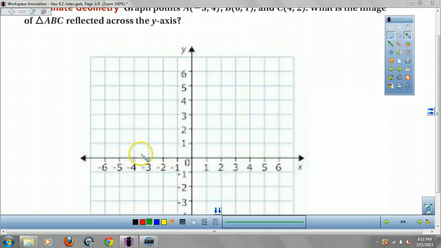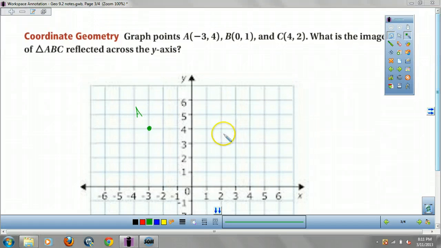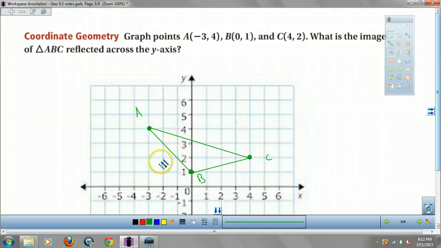Graph the points -3, 4. That's my A. B is 0, 1. That's my B. And C is 4, 2. So this is my triangle, right? Now I gotta reflect this across the y-axis. So I'm looking at, I'm gonna highlight it, the y-axis right here, right?